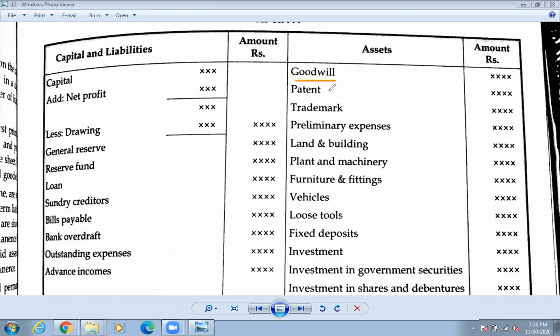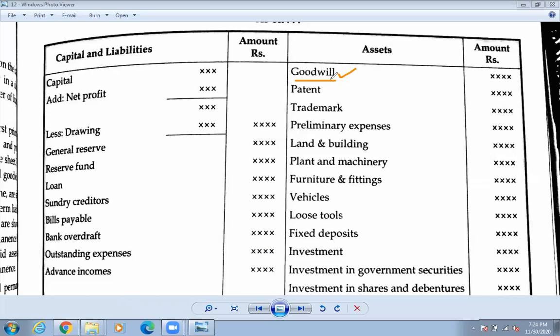Another thing is goodwill. Goodwill means a good relationship, like a trademark. If I am good among you all, you are going to buy whatever I suggest to you all. So that is called the goodwill.